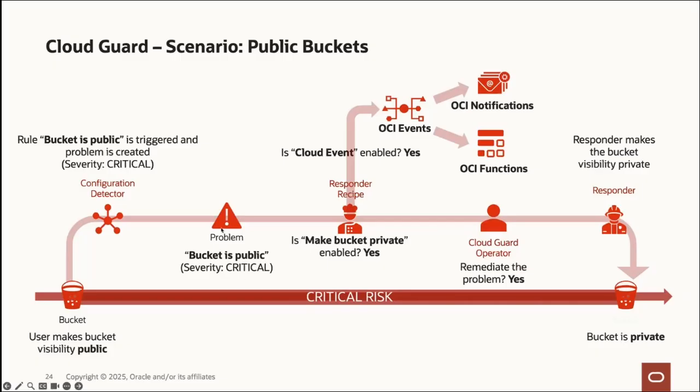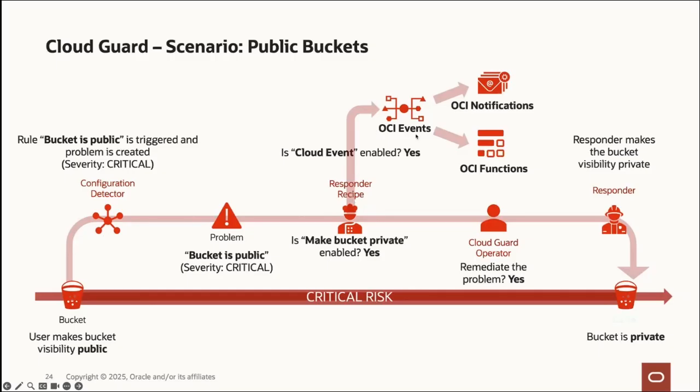So you can see here, the bucket visibility is public, right? A user is going to make that object storage bucket public. The CloudGuard configuration detector would pick up on that, and it would essentially create a problem with a severity level that's critical in this case. So here you can see the problem with the associated severity level. From there, you have a responder recipe. So the responder recipe, this also ties into the OCI Events service.